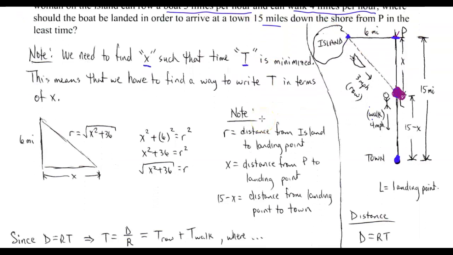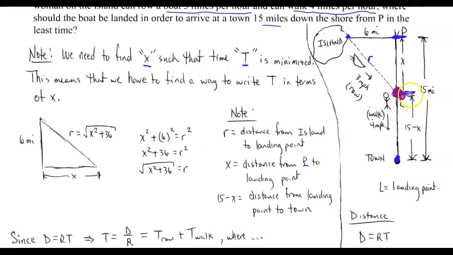So we assess a few things. The first thing that we assess here is that what I'm calling R here, that's going to be the distance from the island to the landing point. Okay. So that's going to be R right there. X is going to be the distance from point P to the landing point. So that's from basically here to here.